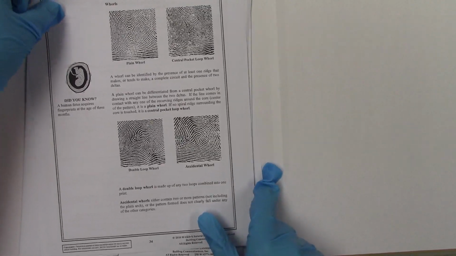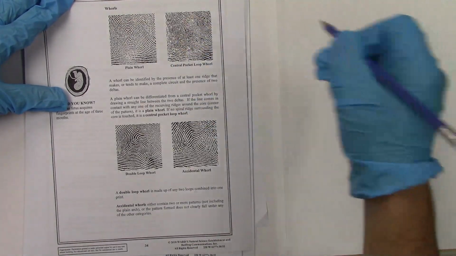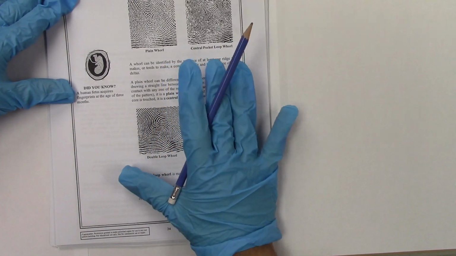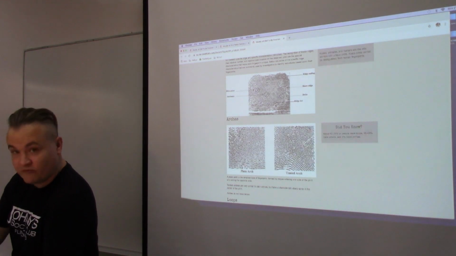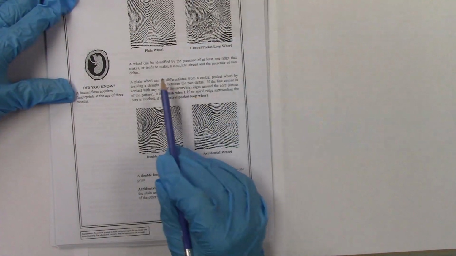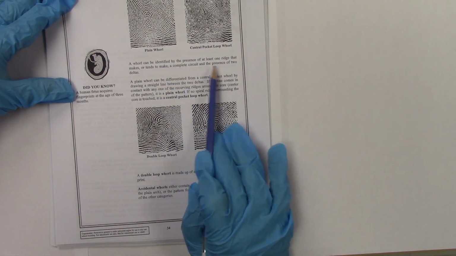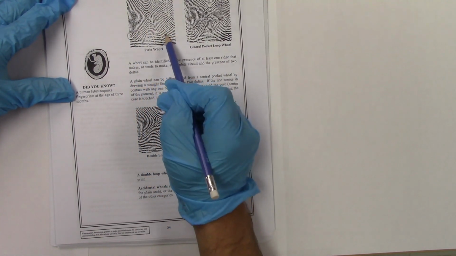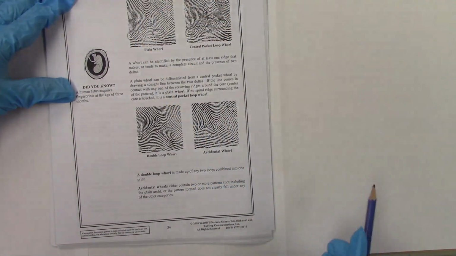Cool. Now, the most complicated one, which you're going to have to read a little more on your own, is a whorl. Whorls are like circles, little racetracks with something inside. I can't go into all the detail on this one, so take your time and look over this page on whorls. A whorl can be identified by the presence of at least one ridge that makes or tends to make a complete circuit and the presence of two deltas. They both have them, but let's look.